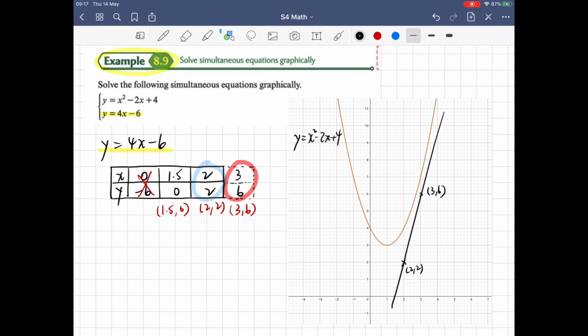Okay, so now as you can see, there are no intersections between the two equations. So that means in this case, from the graph, there are no real solutions.